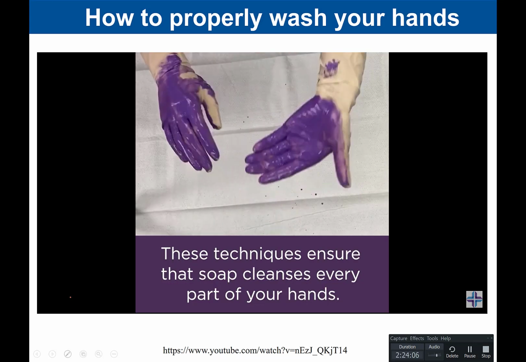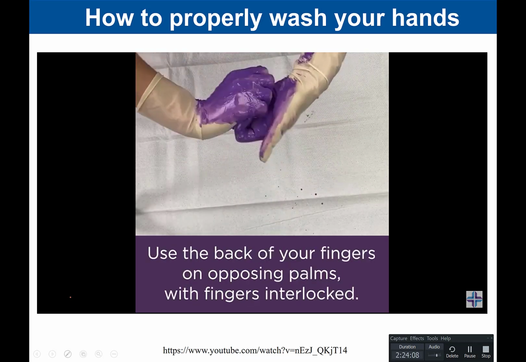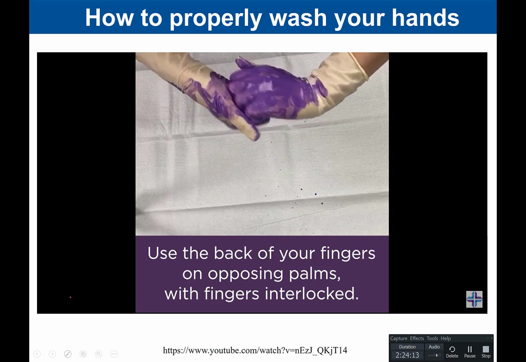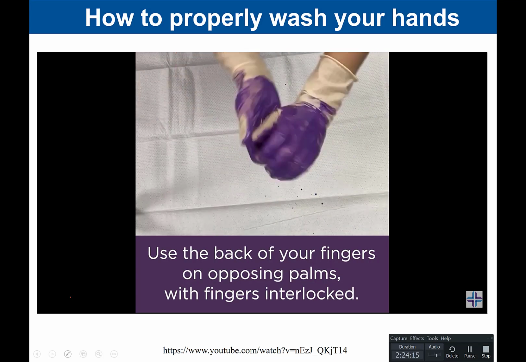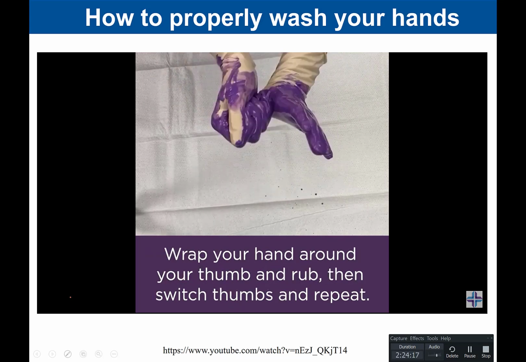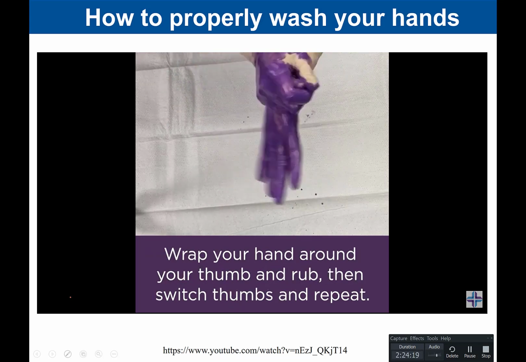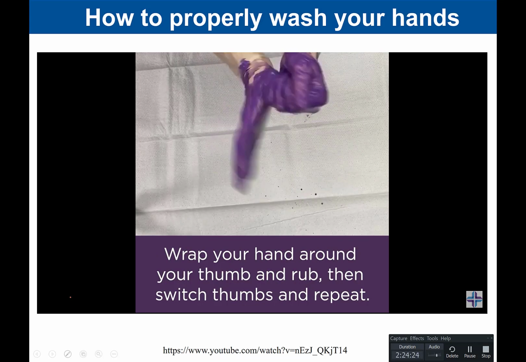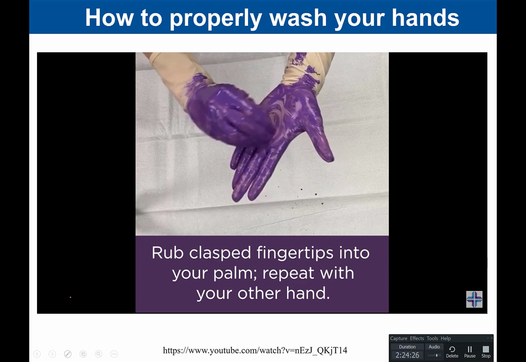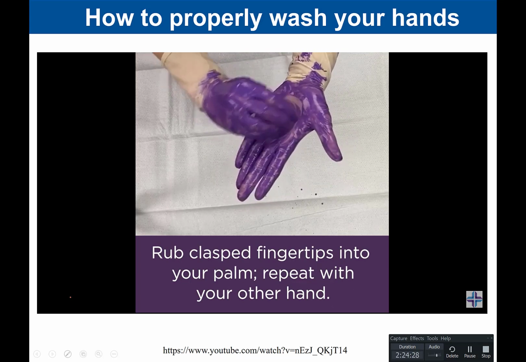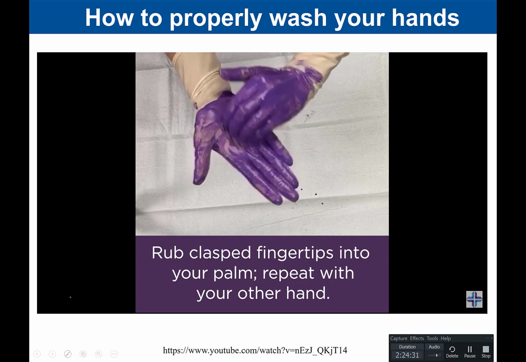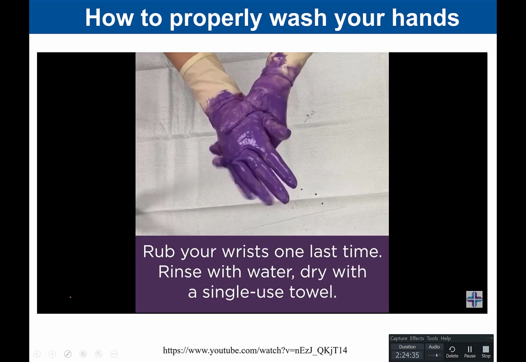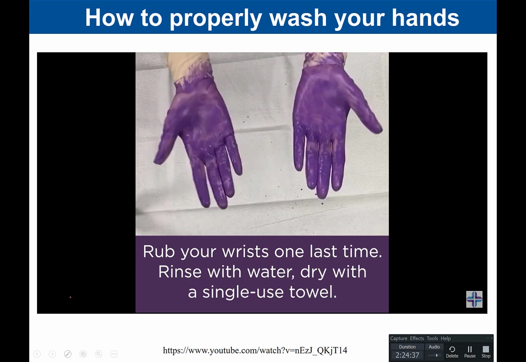And then you're going to take the back of your fingers to opposing palms with fingers interlocked. And then start rubbing your thumbs. And then you're going to take your fingertips, clasp the fingertips in the right hand in the left palm, and vice versa. Rub your wrist one last time to make sure your hands have been completely covered in soap.